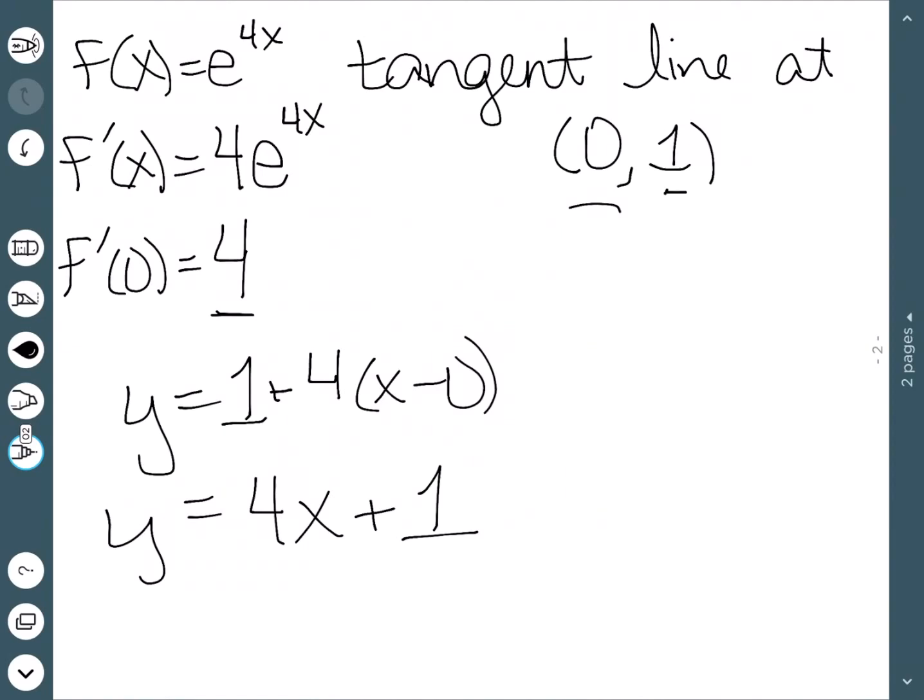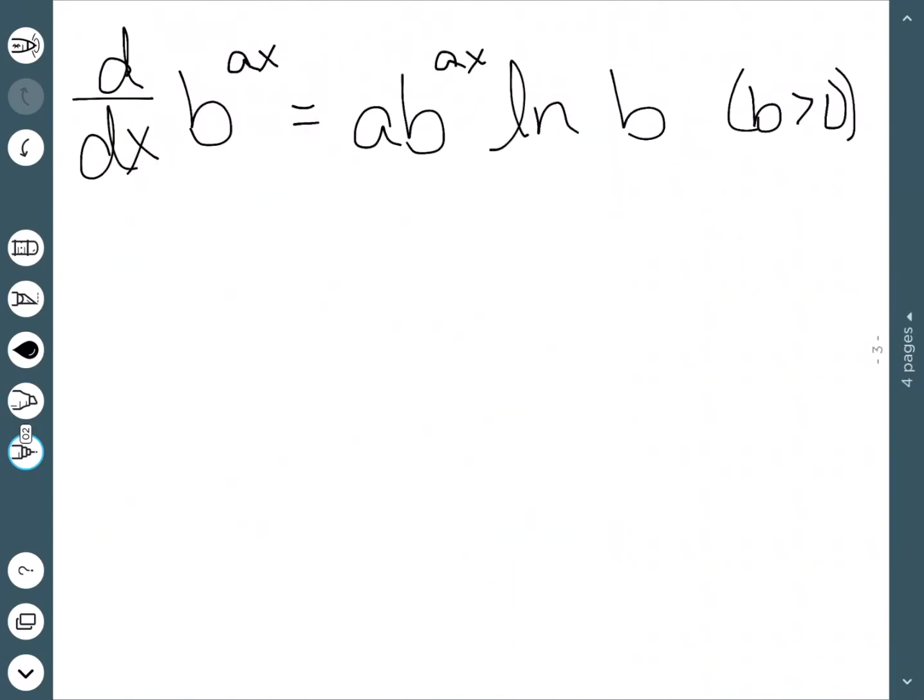So that worked for the natural exponential when we had a base e, but what if our base is something else? If we have a base b, so we have b to the ax, then the derivative is going to be a times b to the ax times ln of b, provided that our base is positive. Slightly more complicated because we do have this extra ln of b term. Technically we had that before, but ln of e is just 1, so we got to ignore it.